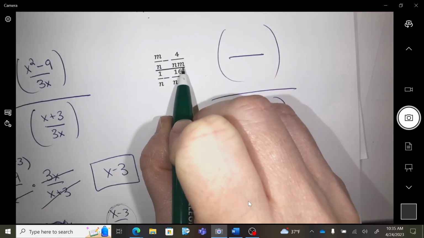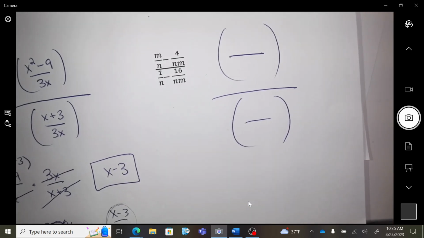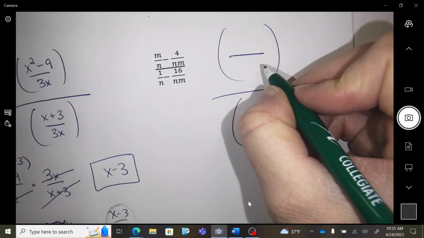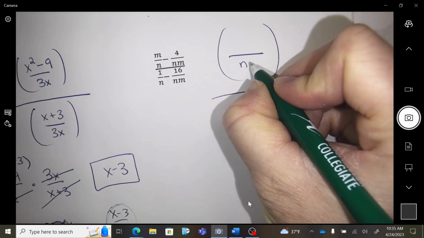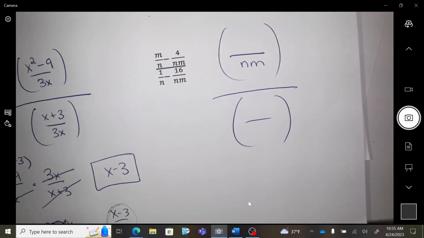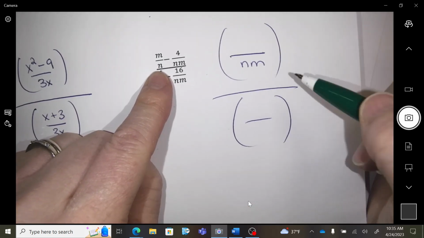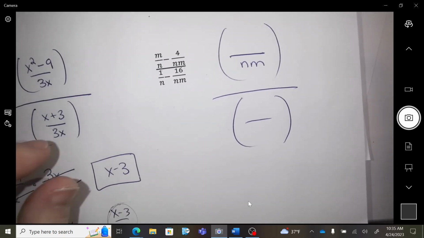Okay, so this has an N. This has an NM. So I'm picking something to be on the bottom. So think about what you need for them both to fit into. So I need an N and an M. Okay, I feel like that's the most important step because that determines everything you do.